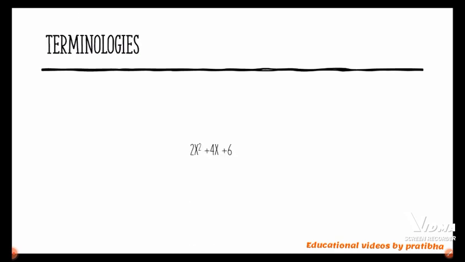Now what are the terms used in a polynomial? This is an algebraic expression: 2x square plus 4x plus 6. In this, 2 and 4 are the numbers attached to the variable. The numbers that are attached to the variable are called coefficients. x square, x, these are the alphabets, any small letter A to Z. These alphabets are called variables.